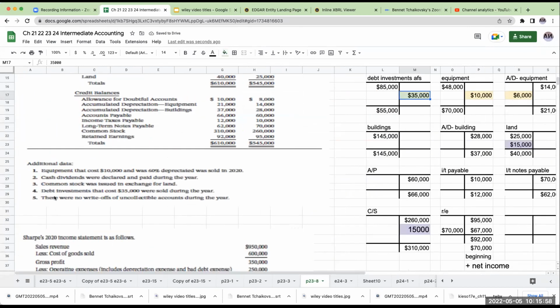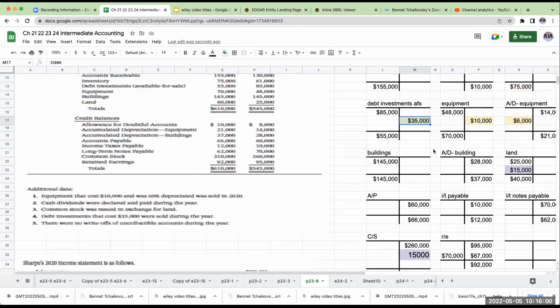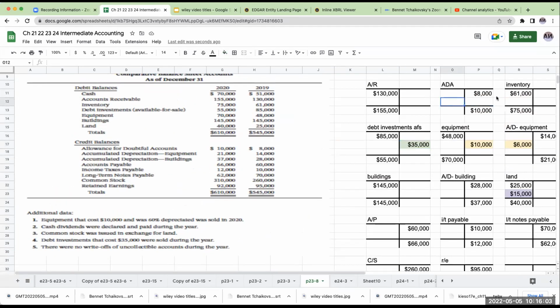Okay, there were no write-offs of uncollectible accounts during the year. So what that is telling me is that when it comes to the allowance for doubtful accounts, I want to go through and check something really quickly. Even I have to use Chegg, aka Textbook Solutions, from time to time to make sure that I'm not off of my rocker. Let's see here. Problem 23.8. Okay, so they're doing it the same way.